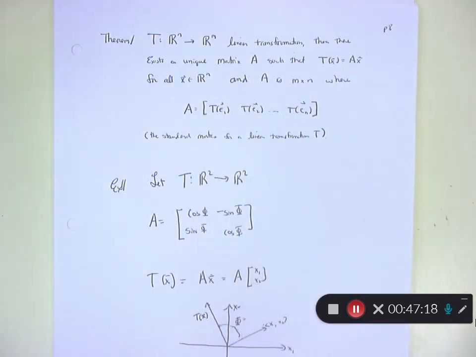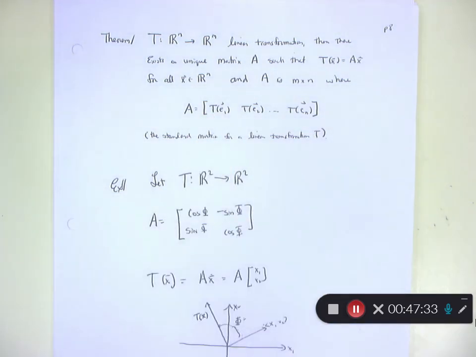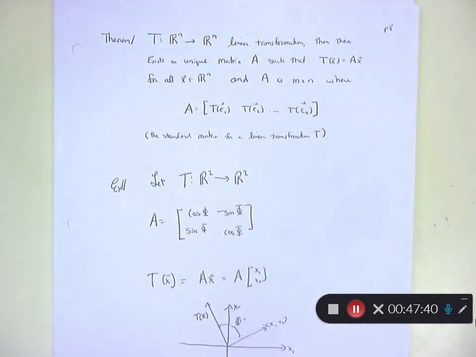So what you need to do is identify where do your, what we call the elementary vectors come from. 1, 0, 0, 0, 1, 0, 0, 0, 1. Where do these guys map to? And that's going to help you define what your matrix is going to look like. This is what we call the standard matrix for a linear transformation, okay?